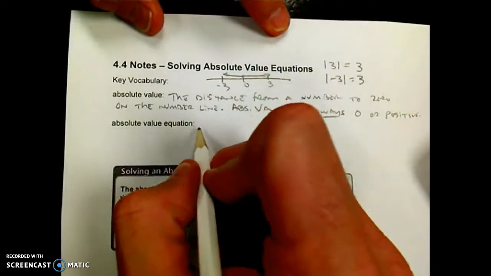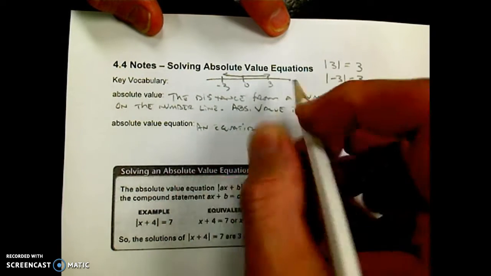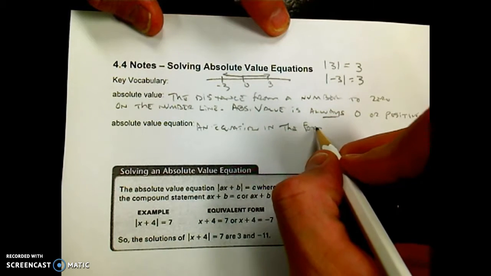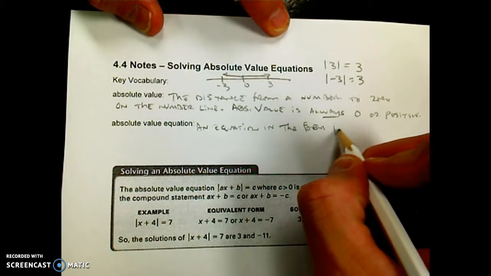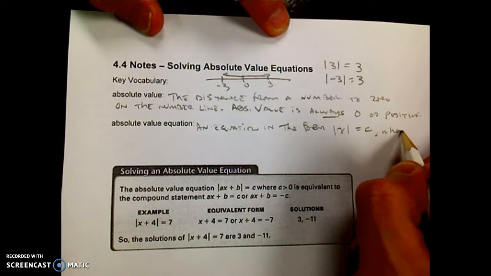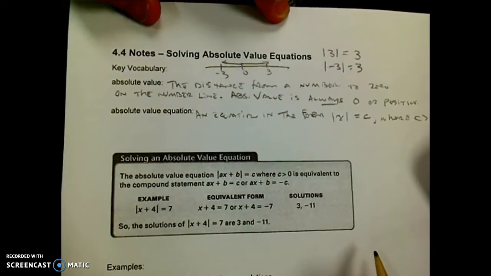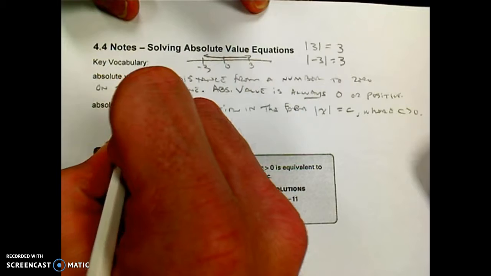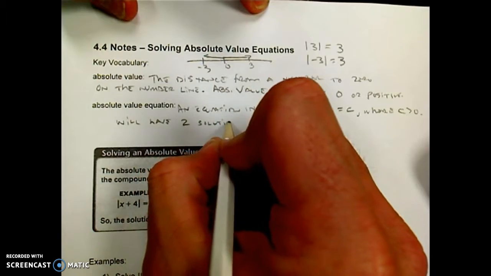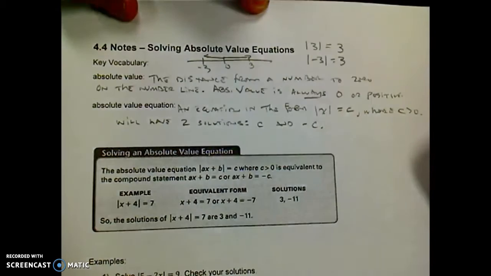Think about an absolute value equation now. We're going to say that that's an equation, and it's going to be in the form of the absolute value of x equals c, where c is greater than 0. This type of equation will have two solutions: c and the opposite of c.